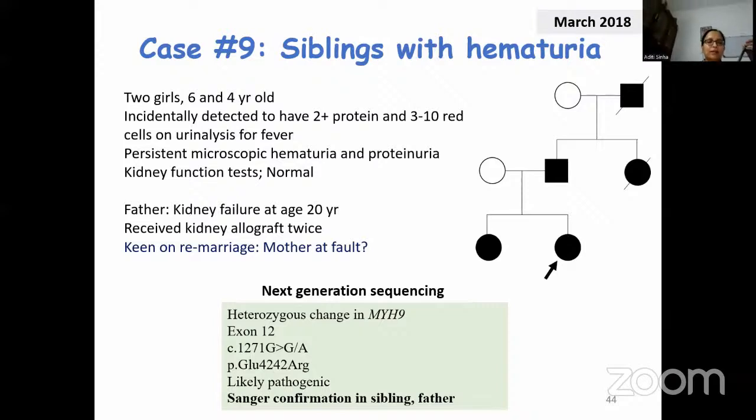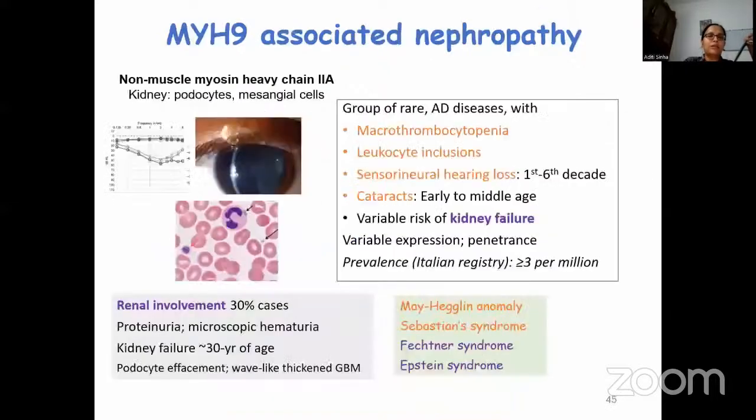Now, next-gen sequencing revealed the problem lay with the father's side of the family, and this was confirmed by Sanger sequencing in the father, sibling, and the mother, and this was an MYH9-related disease. So MYH9-associated nephropathies can affect the kidneys, the ears, and the eyes, as well as platelets and neutrophils, with a variety of malformations which were clubbed together into various phenotypes. In the older times, they were called by various names like May-Hegglin, Sebastian, etc. But now we know that this was associated with MYH9 disease.